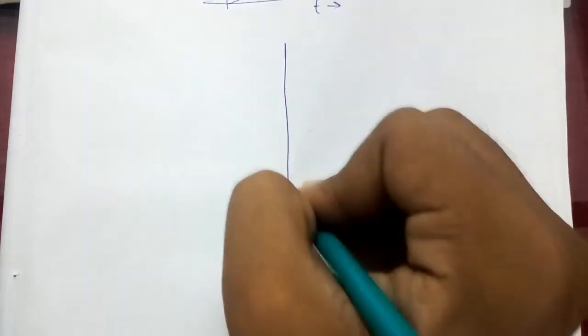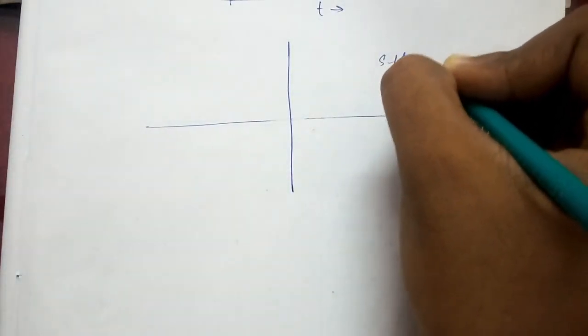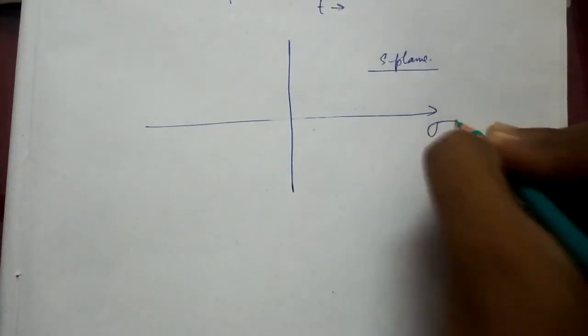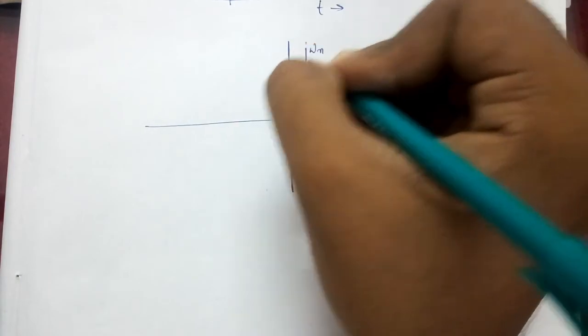Now if I plot all the zeta values and the corresponding responses for the pole values in the S plane, here it will be sigma, and here it will be j omega n.